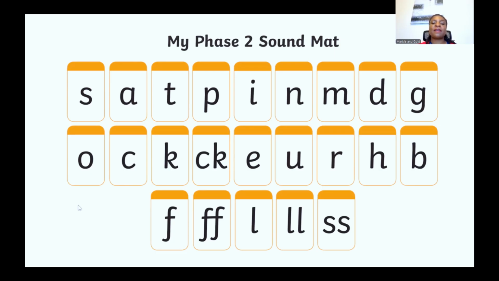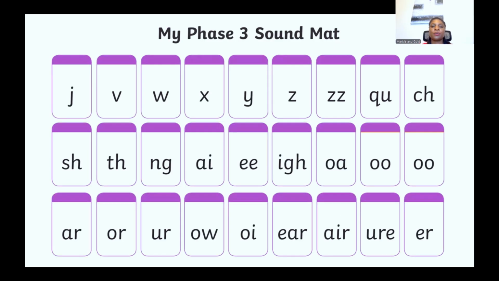So here in phase 2, we have the single words, and then we also have some double consonant words here. So these are all the sounds that you teach for phase 2. So for phase 3 sounds, this is where you have the remaining of the single letters, and then you have a few double consonants. And then this is now where you introduce digraphs and trigraphs.